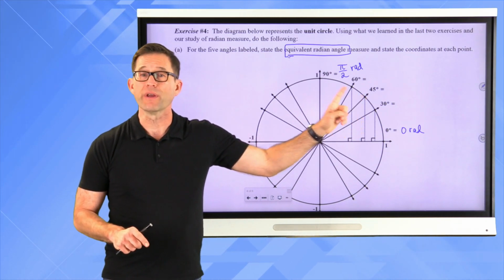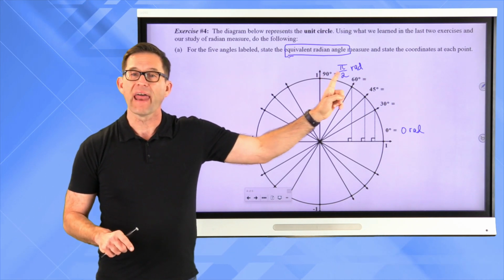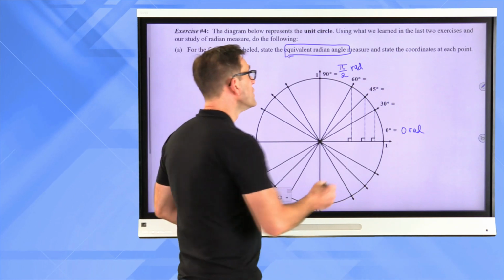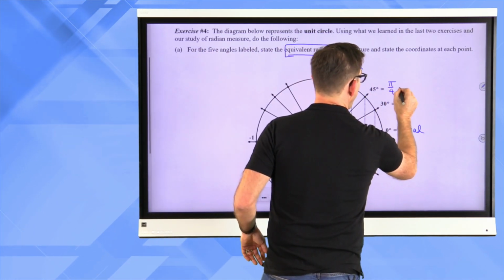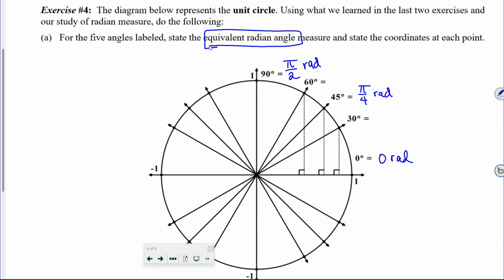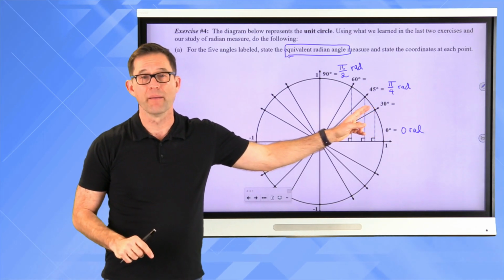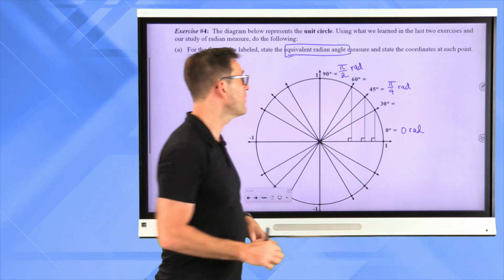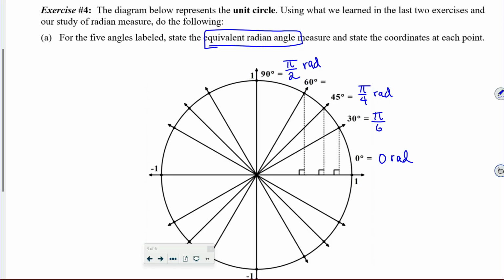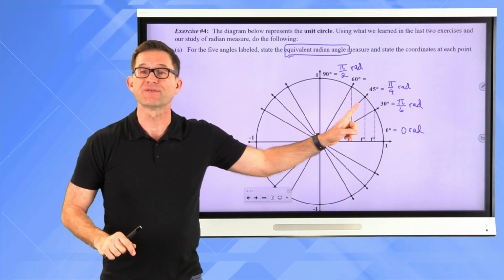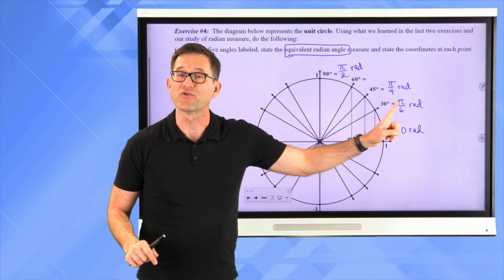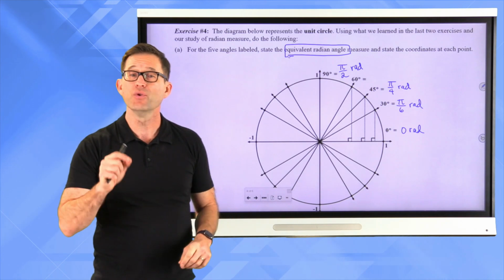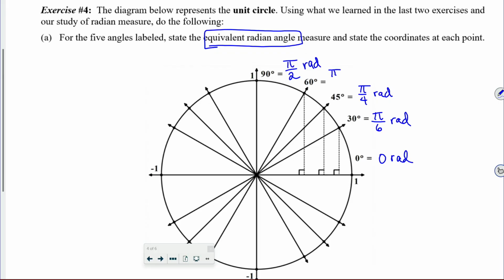Now, 45 degrees is half of 90 degrees, and half of a half is a quarter. So 45 degrees is pi over 4 radians. 30 degrees, this is going to probably bend your mind, 30 degrees is 1/3 of 90, and 1/3 of 1/2 is 1/6. 30 degrees is pi over 6 radians. Now, 60 degrees is twice 30 degrees, so it must be twice pi over 6, and if I have 2/6, then I have 1/3.